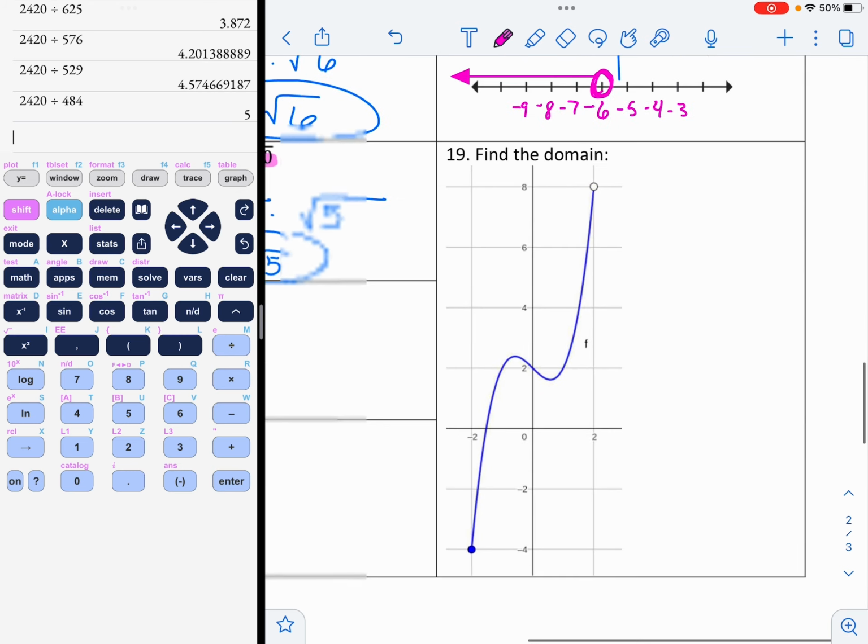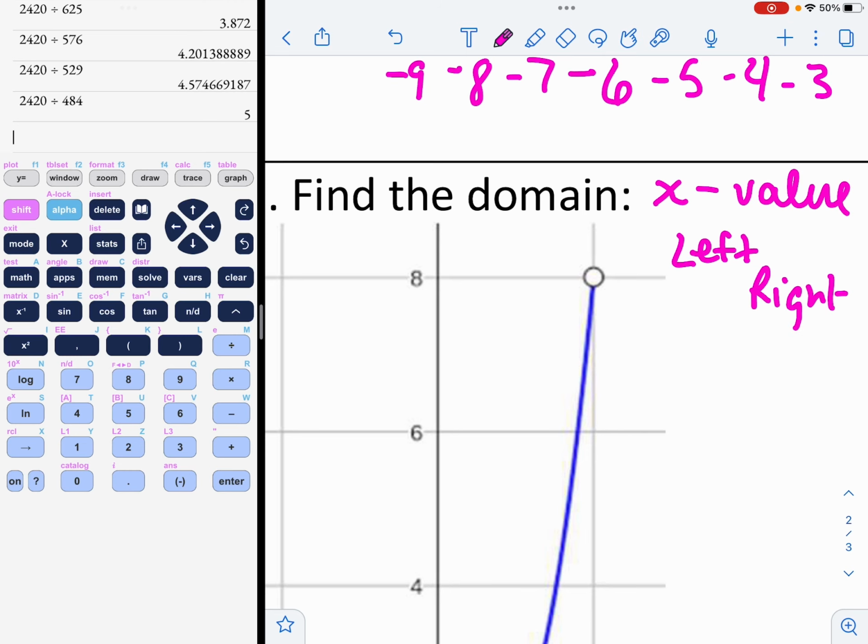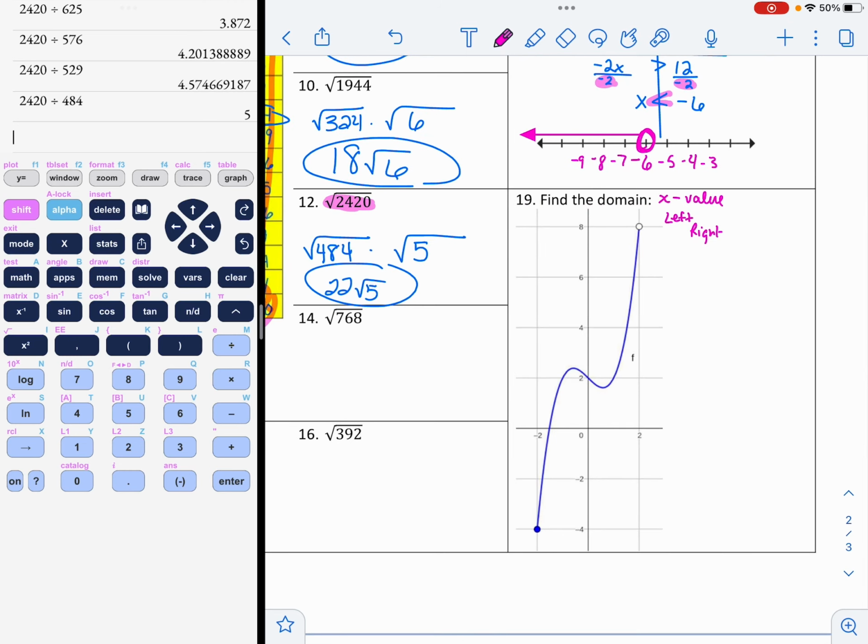Do you remember, is domain x or y? Hint, the word is in there. Do you plug in for x or do you plug in for y typically? I'm going to say x. Yes. Okay, so domain is the x values. So we're looking from the leftmost, so left to right. What is the leftmost this graph goes? I'm going to say negative 2 on the x-axis. Okay, so negative 2 is where it starts on the x.